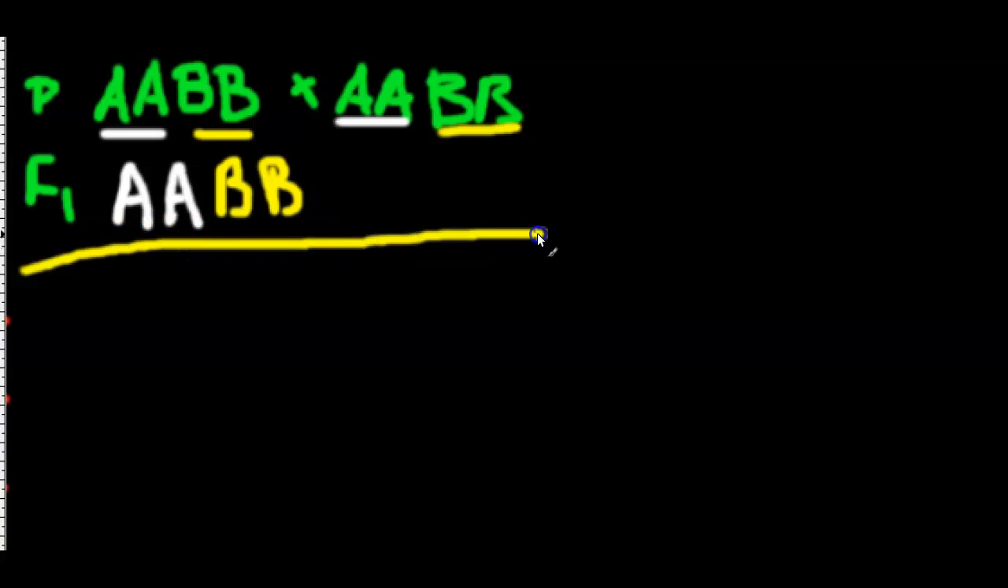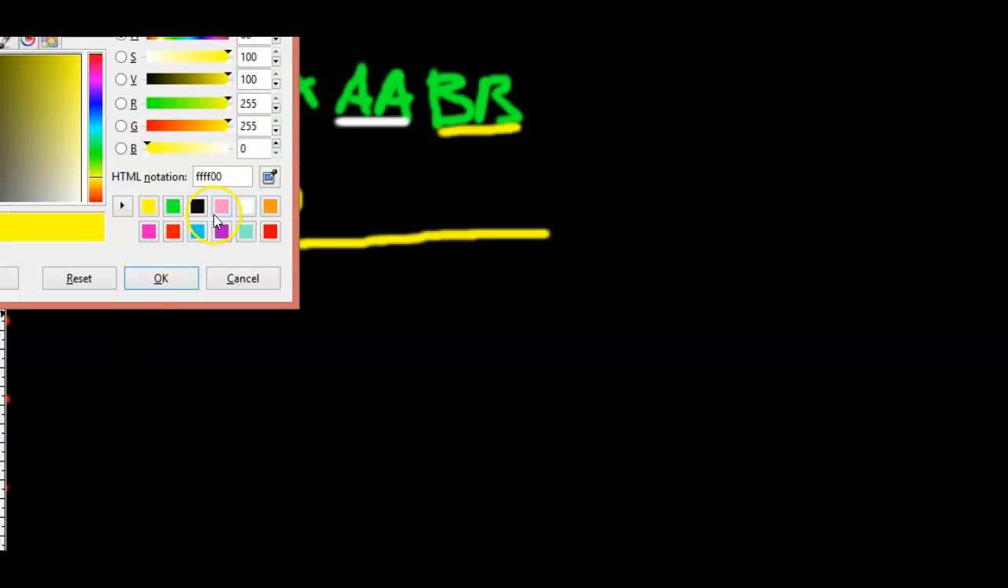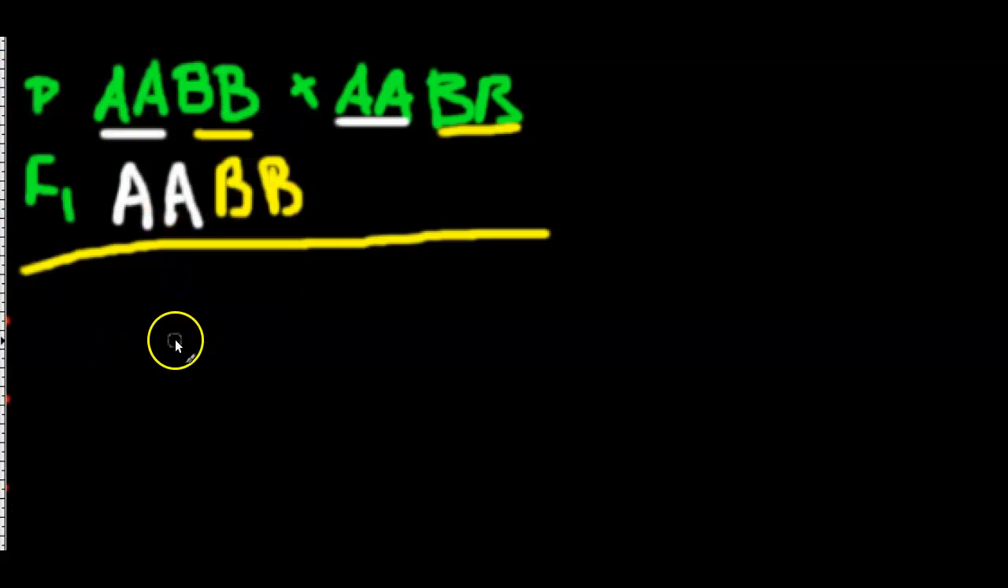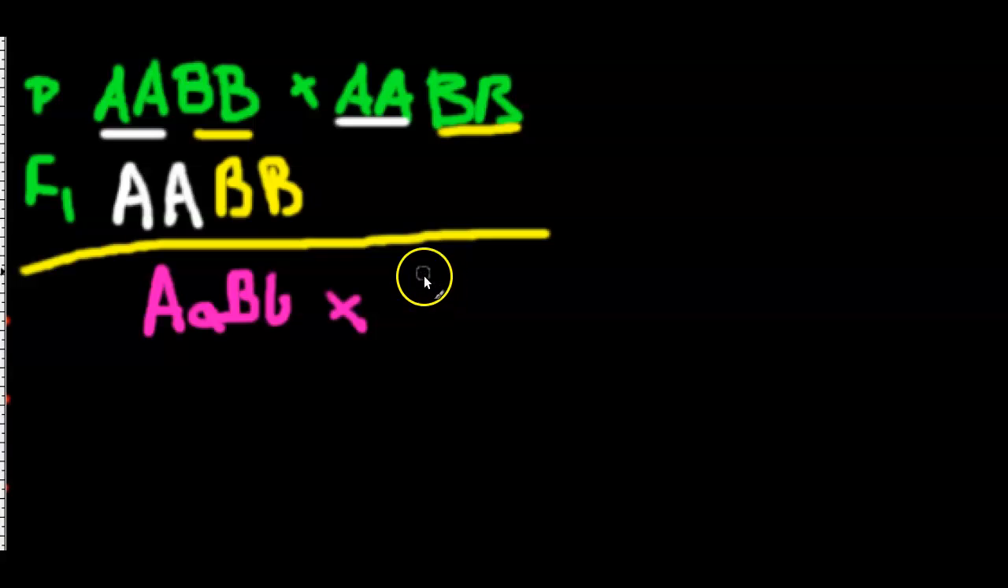And then our next one, it says we're going to cross a heterozygous parent, and it's going to be heterozygous for both traits. Let me get a different color here. One of the parents is heterozygous, and the second parent is homozygous recessive. So what does that mean? For both traits, it's going to be two little A's and two little B's.